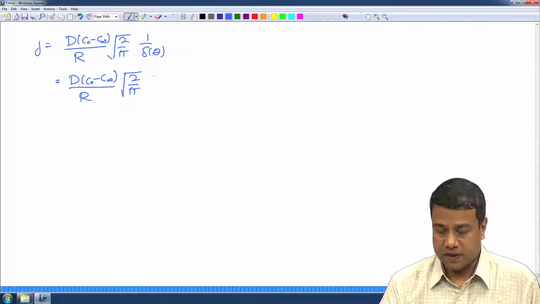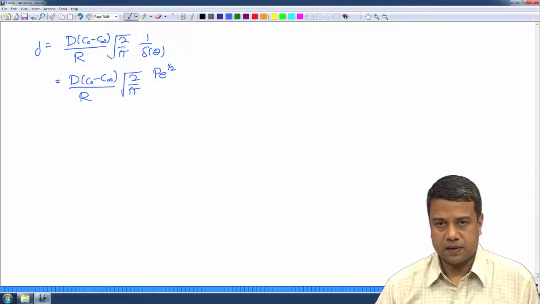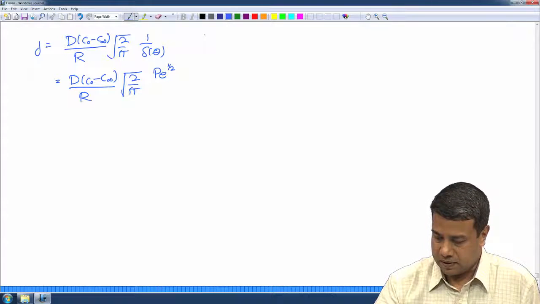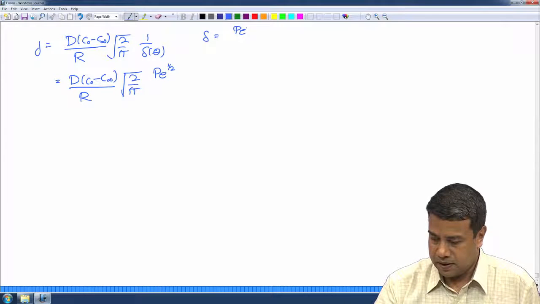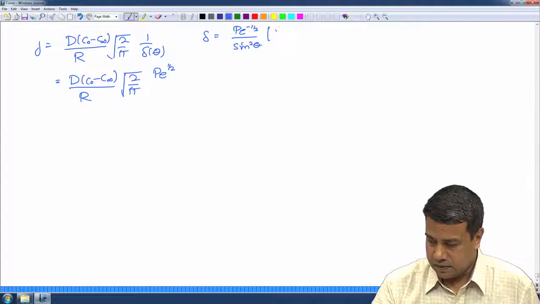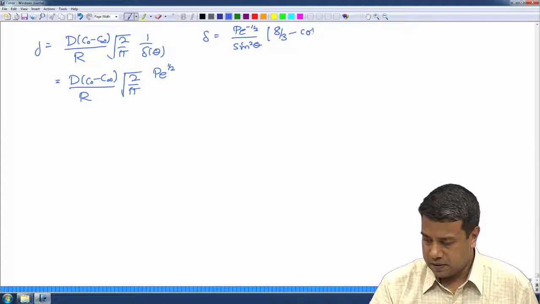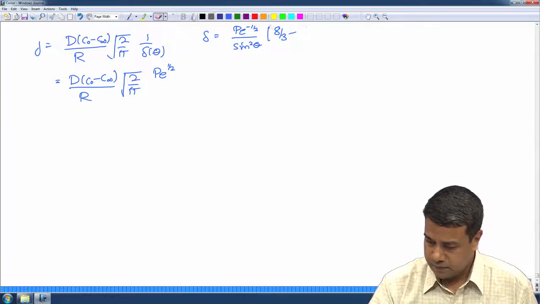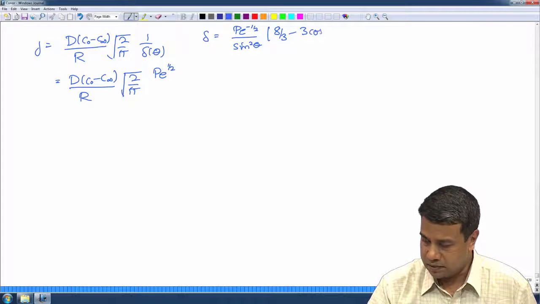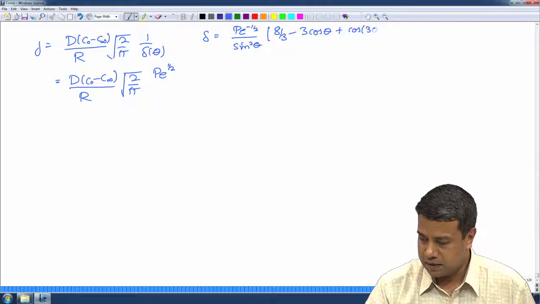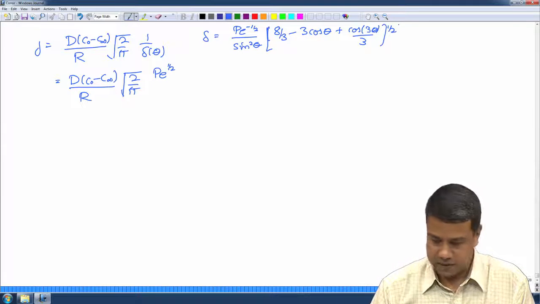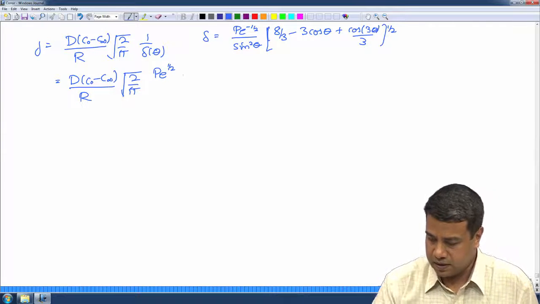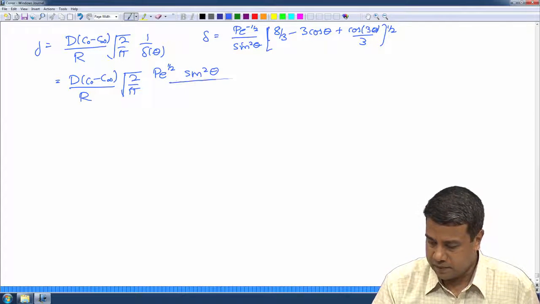This delta had a Peclet number to the minus half. So, I get Pe to the power plus half in this. And then I take the square root. If you recall, delta was equal to Pe to the power minus half by sin square theta into 8 by 3 minus cos theta plus cos of 3 theta by 3, to the power half. That was the expression. Therefore, when I take 1 over delta, I will get sin square theta divided by 8 by 3 minus 3 cos theta.